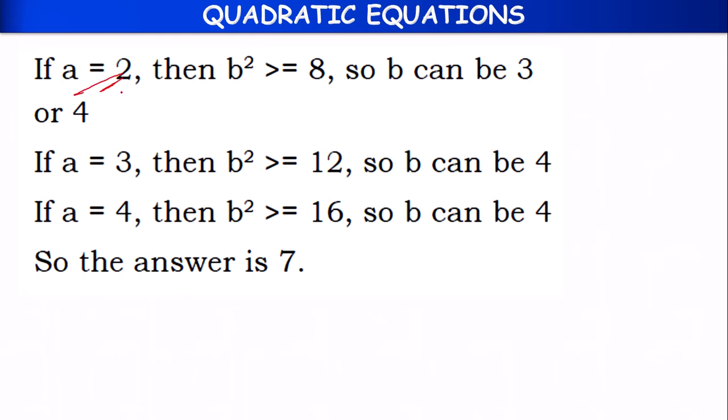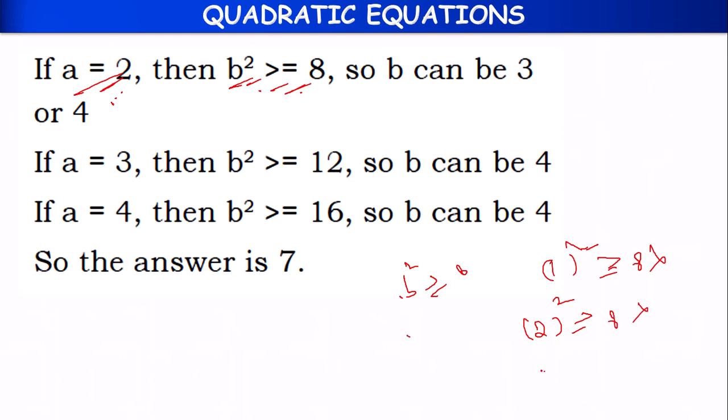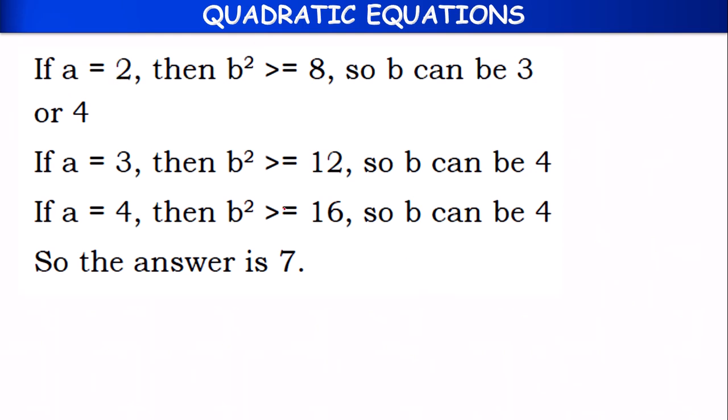And when a equal to 2, b square should be greater than or equal to 8. So if you take 1 square greater than or equal to 8, wrong. 2 square greater than or equal to 8, wrong. 3 square greater than or equal to 8, 3 square means 9, correct. 4 square greater than or equal to 8, correct. So the b value can be 3 and 4.